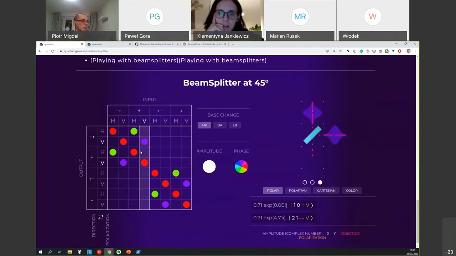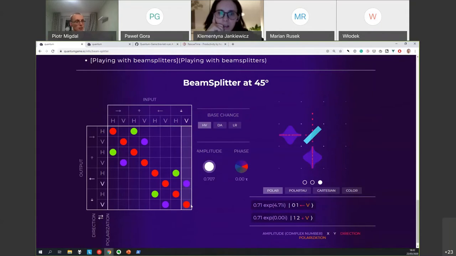But we also put some effort into developing the transition matrix. So basically, to show the whole quantum operation in a way which is much more approachable than a table of numbers.